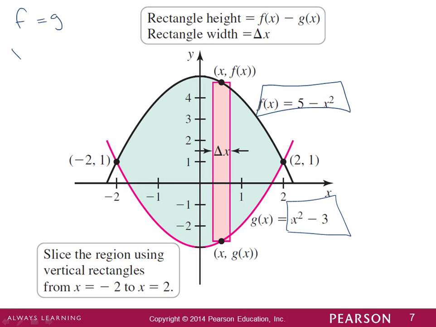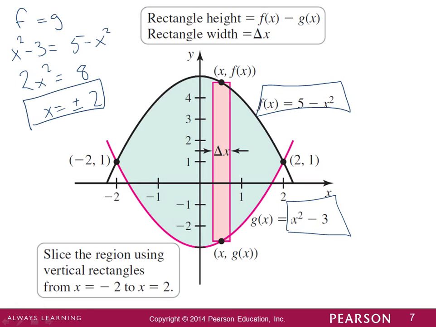So that's when x squared minus 3 is equal to 5 minus x squared. And I know I switched the f and the g. That's just because I want to have my positive variable on the left, so it's no big deal. And so we can solve here to get 2x squared is equal to 8. And so x is equal to plus or minus 2. So we see here that the two curves intersect at -2 and +2.